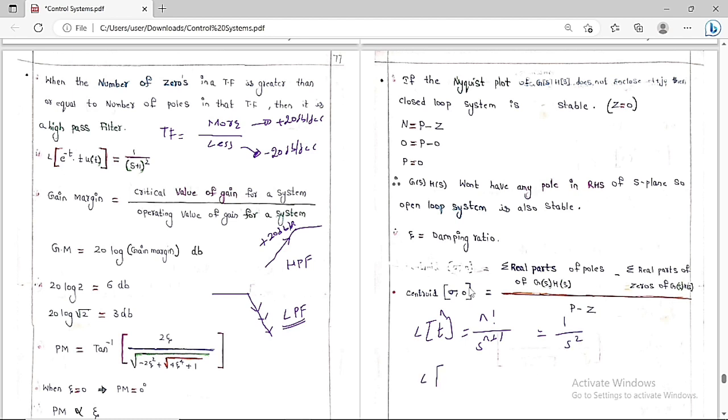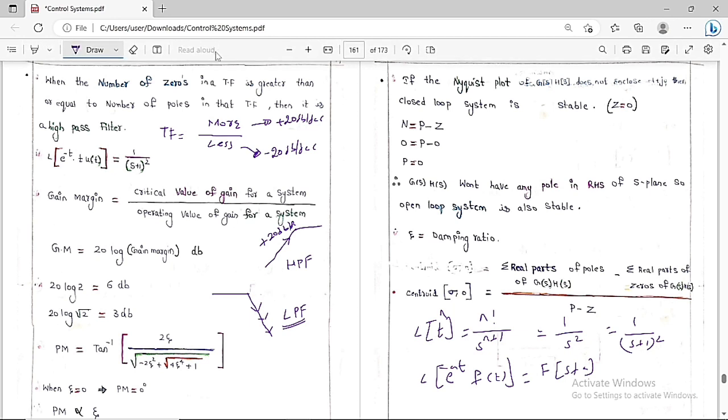But again, the Laplace transform of e to the power of minus at into f of t is nothing but F of (s plus a), and here a is equal to 1. Substituting s plus 1 in place of s, we get 1 by (s plus 1) whole squared. So you always have to remember two important formulas: the Laplace transform of t to the power of n is n factorial by s to the power of n plus 1, and the Laplace transform of e to the power of minus at into f of t is equal to F of (s plus a).